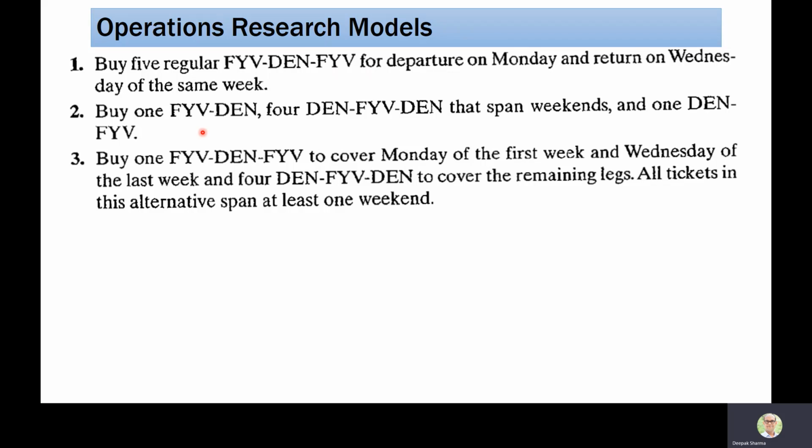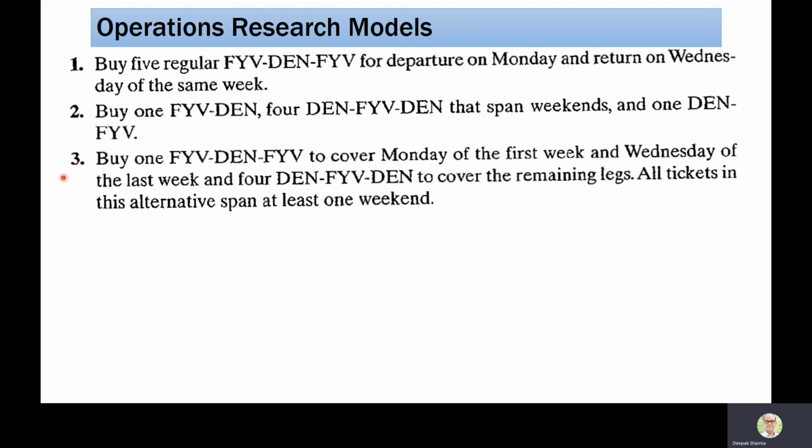Or the second option is, let's say we get the discount of 20% by booking the ticket in such a way that it spans over weekends. How can it be done? One way is we can buy 1 ticket from city 1 to city 2, then 4 tickets as a return ticket, and in this one we are going to have those weekends, and the last ticket from city 2 to city 1.